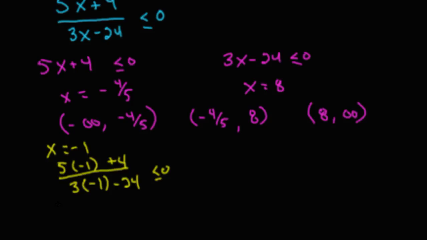Well, we'll get negative 5 plus 4, which is negative 1. And then negative 3 minus 24 is negative 27. So that's actually going to equal a positive 1 over 27, negative divided by a negative. So that is not less than or equal to 0. So this interval would not be part of our solution set.